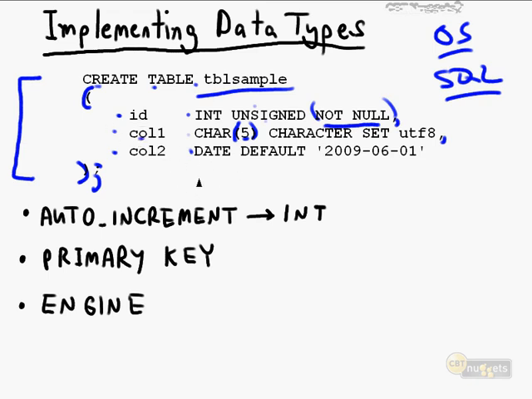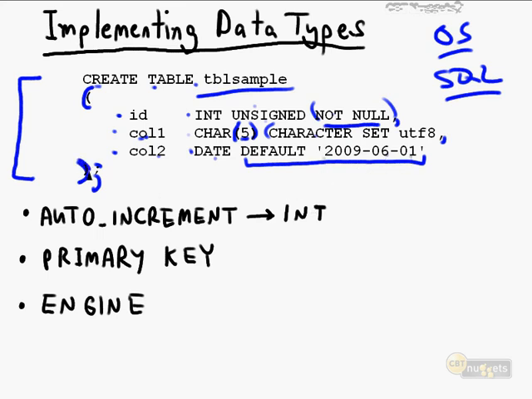Second column is called col1. It's going to be a char 5, and we're specifying the UTF-8 character set. This is an option. Note that after we name the column and give it a data type, these are required. We can provide additional options like null or not null, character set. We can provide additional integrity constraints. Col2 is using the date data type, and we're using a default option here. The default date for this column is evidently June 1st, 2009.